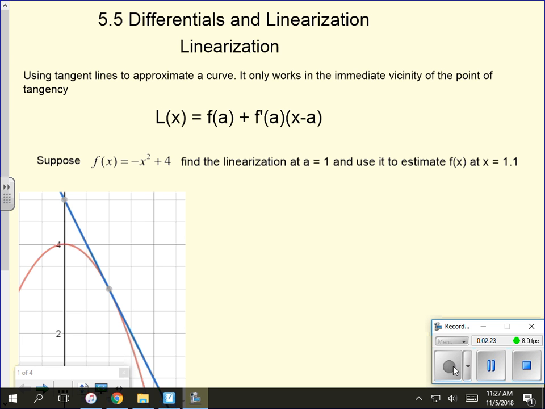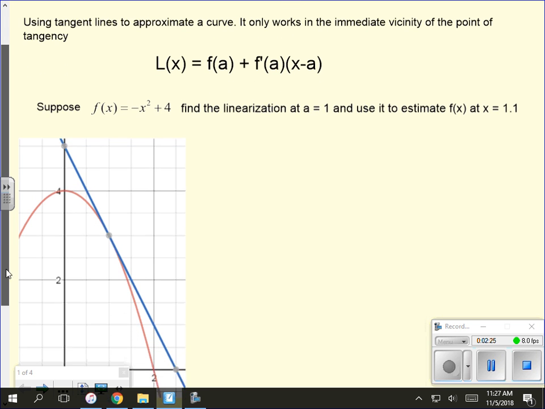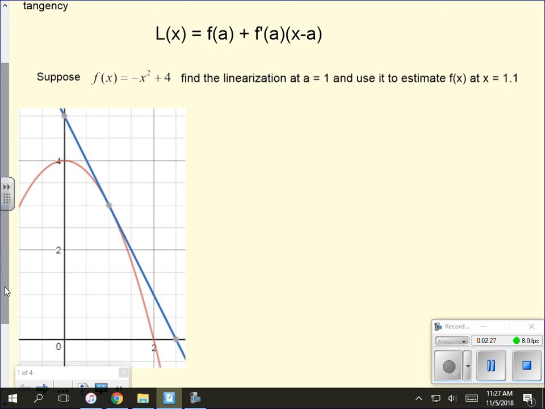So the example I have here is, suppose f of x equals negative x squared plus 4. Find the linearization at a equals 1, and use it to estimate f of x at x equals 1.1. So the first thing we need to do is find the tangent line. That's just another form of a tangent line. It's actually the point slope form of a line with the y-coordinate moved to the other side.